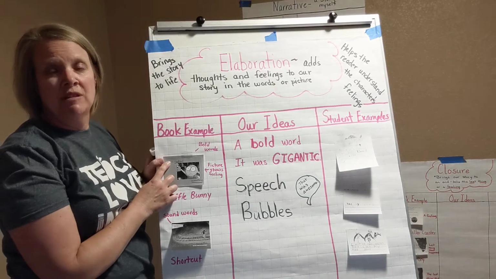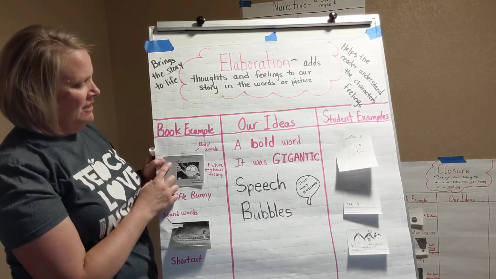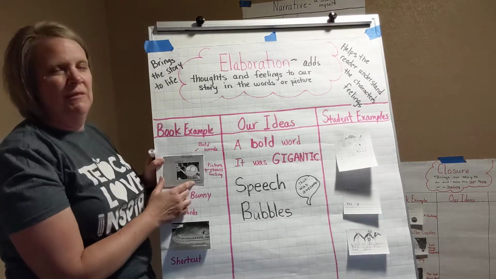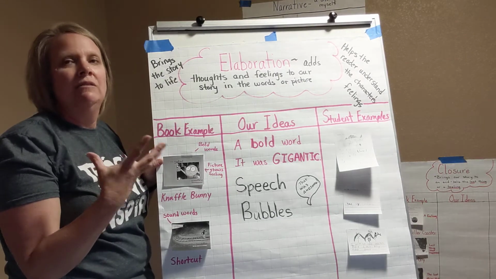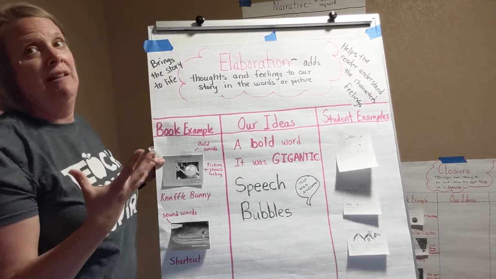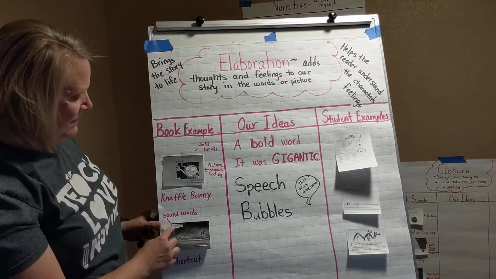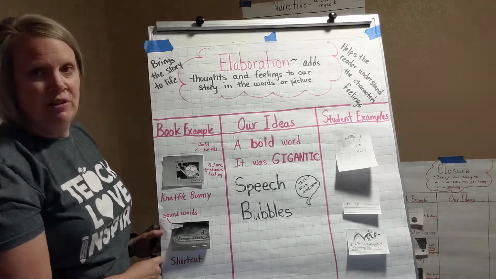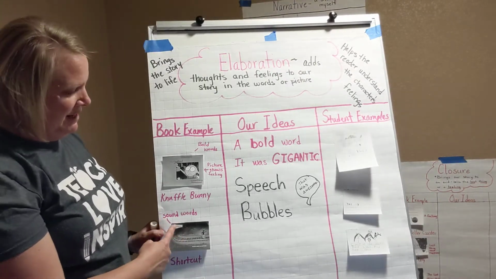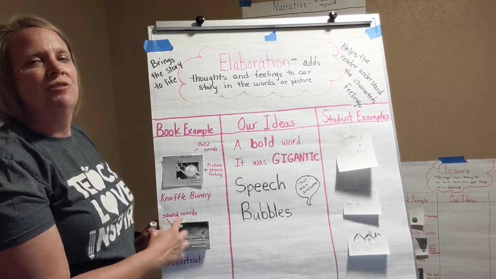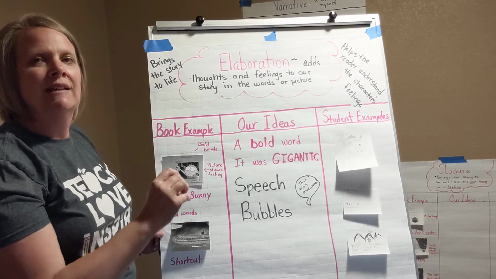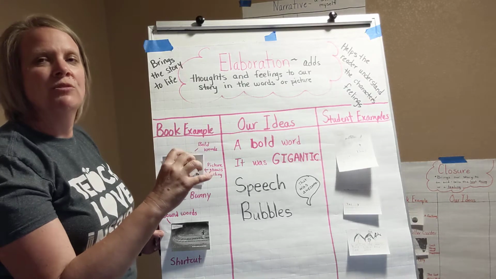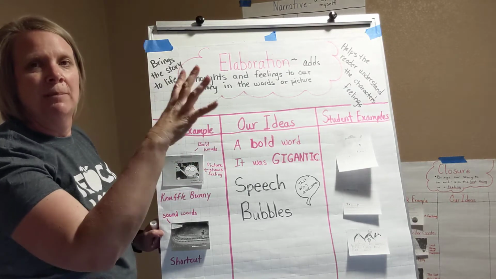We've seen it in some books like in Knuffle Bunny, where it says, Trixie realized something. They made it bold because we all know from that story she realized something not very good. There's sound words in Shortcut, that train coming in. If you've read this book, you'll remember that it starts out with the woo of the train, and then as the train gets closer, the sound word gets bigger and bigger and bigger.